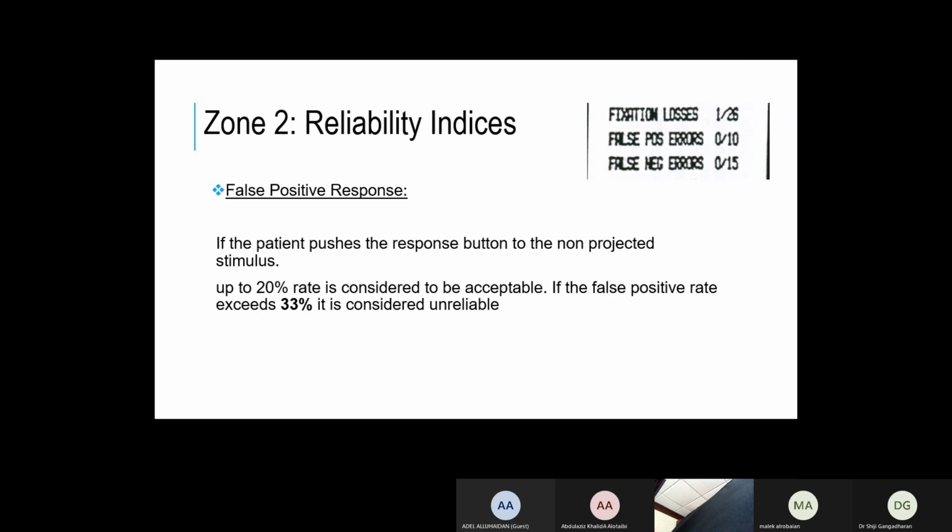False positive response. If the patient pushes the response button to an unprojected stimulus, for example, the machine sometimes will produce a noise without a stimulus. If the patient reacts to that, this will count as false positive. Up to 20% is considered acceptable, and more than 33% is an unreliable test.